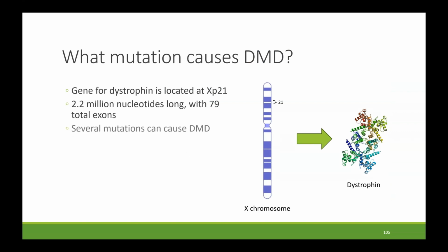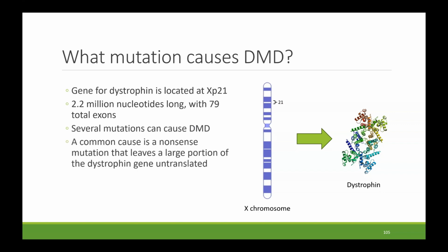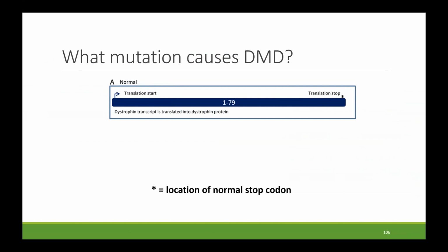Unlike sickle cell anemia, there is not one single mutation that causes DMD. There are a range of different mutations. But a common cause is a nonsense mutation, which, remember, we just learned is one that creates a stop codon too early, where there shouldn't be a stop codon, which leaves a large portion of the dystrophin gene untranslated. So normally, the stop codon comes at the end of those 79 exons. And in this illustration, it shows a representation of the normal dystrophin gene, with the stop codon being the little black asterisk on the right-hand side.